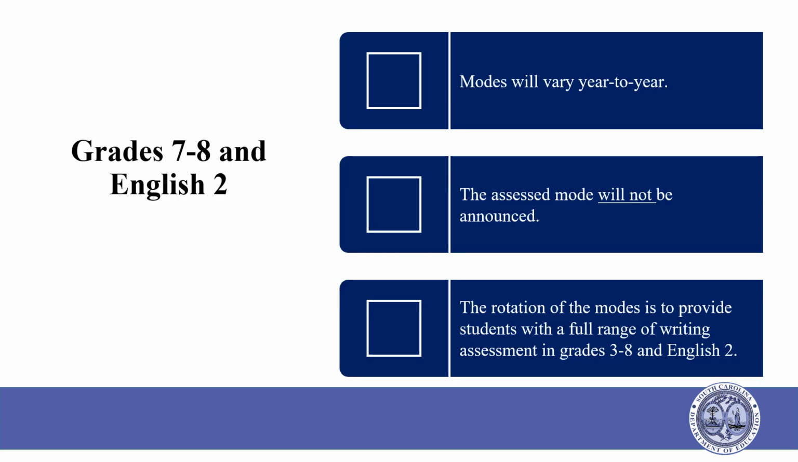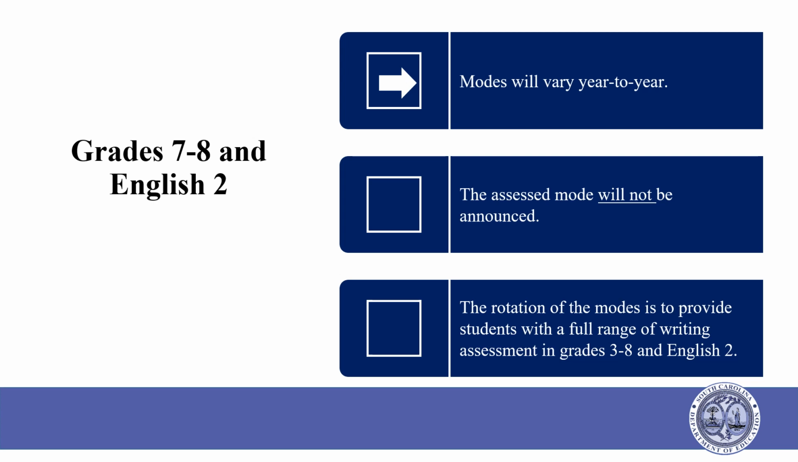During the 2024 standalone field test, students in grades 7, 8, and English 2 may be presented with a TDW prompt that asks them to inform or to persuade through argument. In 2025, when the TDW item becomes operational, all students in grade 7 will write in one mode. All students in grade 8 will write in one mode, and all students in English 2 will write in one mode.